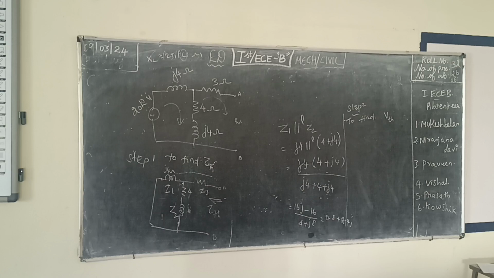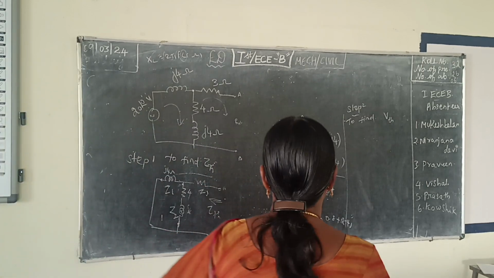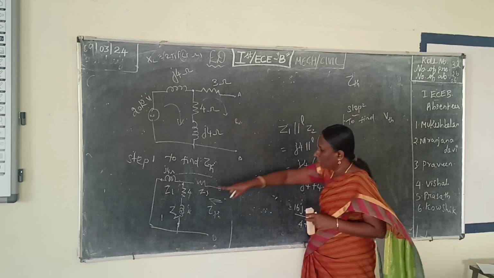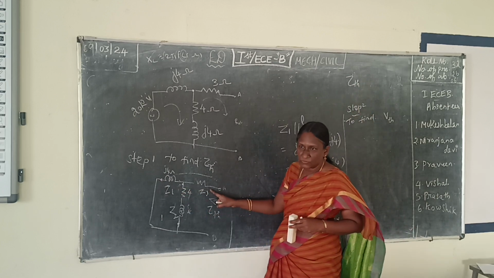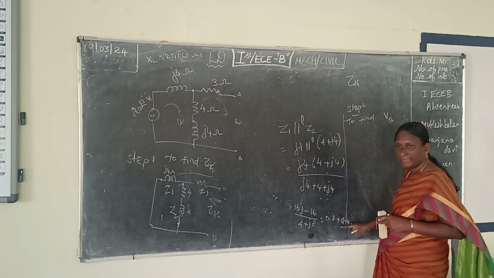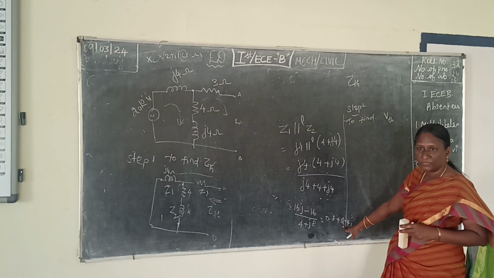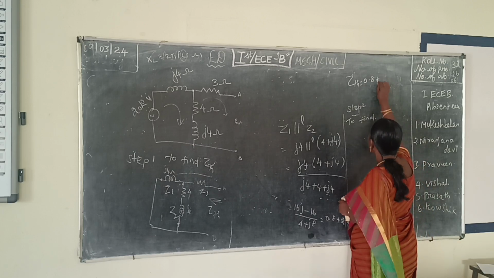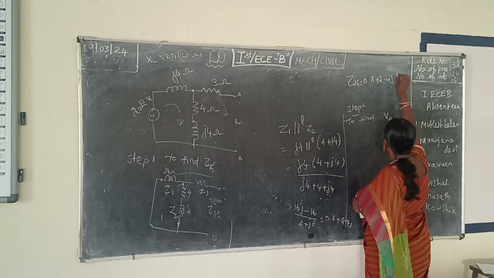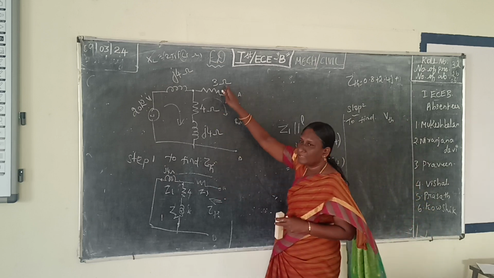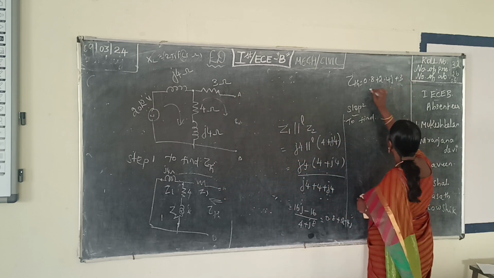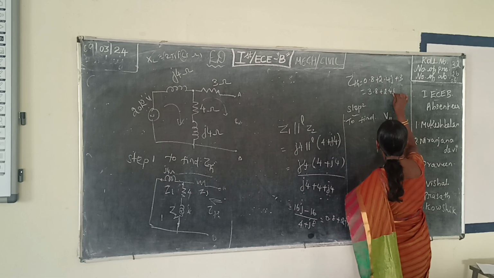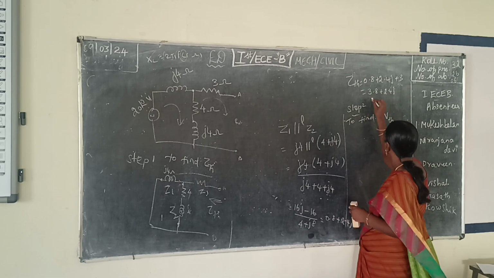So ZTH is equal to this parallel combination in series with this one. The parallel combination gives the value 0.8 plus 2.4J, plus this value of 3 ohm, so 3.8 plus 2.4J. Convert this into polar form.